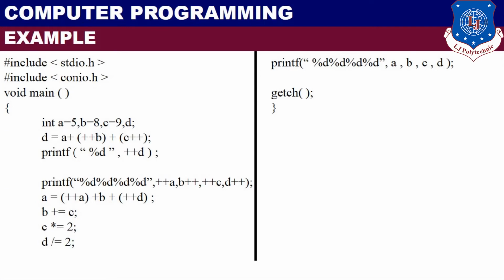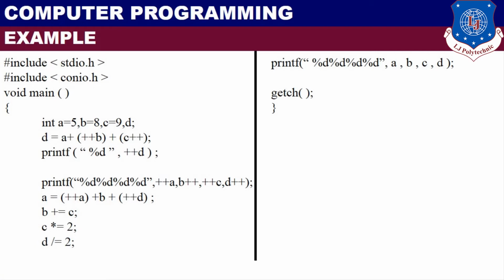So first, my expression is d = a + ++b + c++. Focus here: the initial value of a is 5, so 5 plus ++b, that is prefix, so the value of 8 will become 9, 5 plus 9, and c++, so the initial value of c, 9, will be used, but next time its value will be 10. So in this expression, 5 plus 9 plus 9, that is 23, will be stored into d.